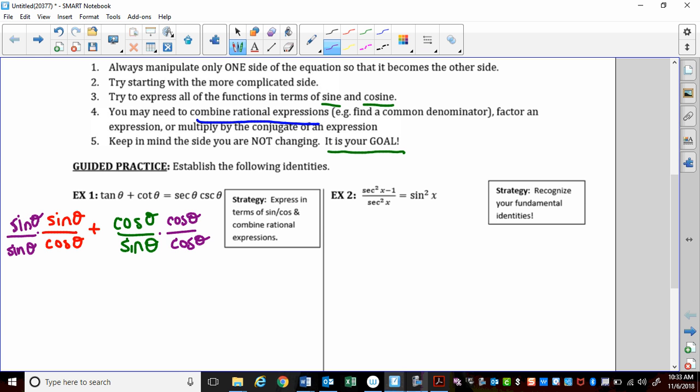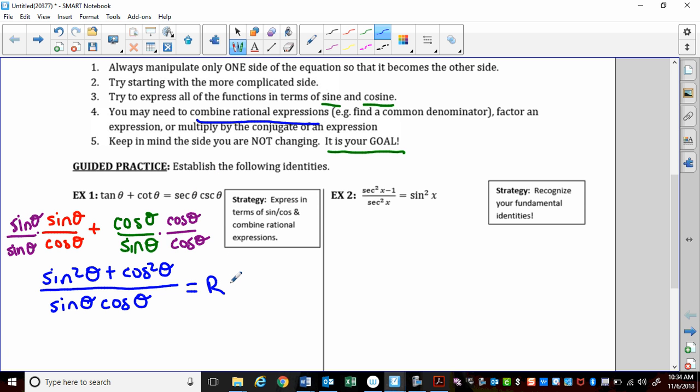All right, now I can just multiply straight across. Sine times sine is sine squared. Cosine times cosine is cosine squared. Now we have a common denominator, sine times cosine. So it's all divided by sine times cosine. And remember that my goal is to make it equal to the right-hand side. We usually use RHS for right-hand side or LHS for left-hand side.